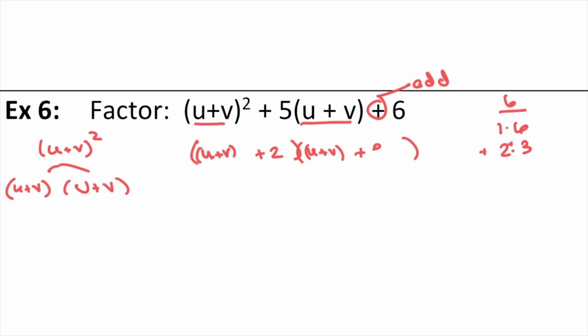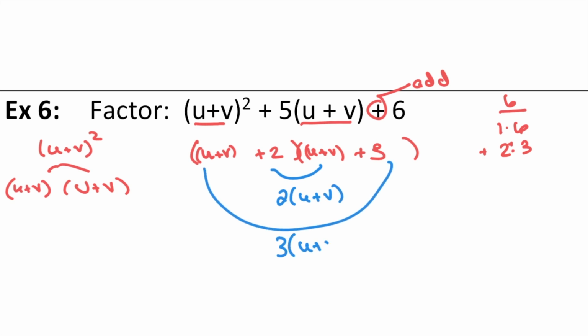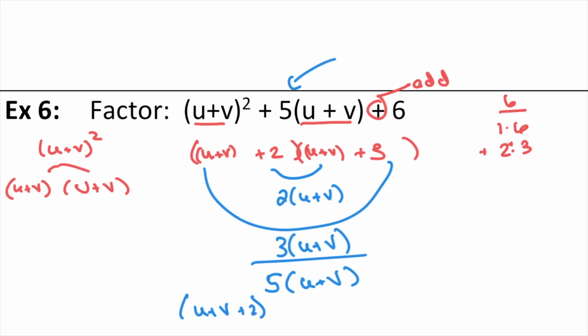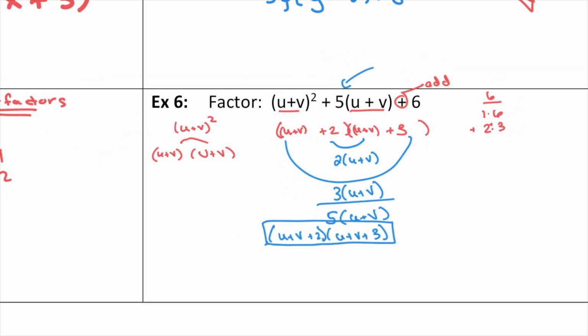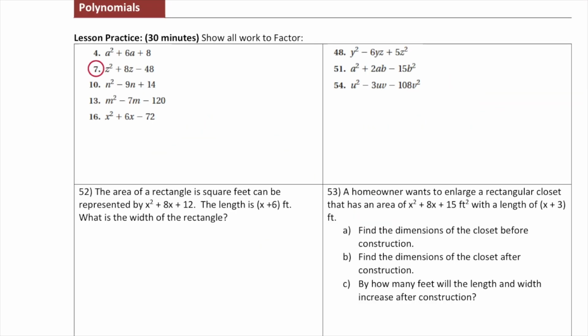Plus 2, plus 3. You should probably check this one since it's a bit crazy. Do we get 2 times u plus v and 3 times u plus v to add up to give you 5 times u plus v in the middle? And yes, you do. So we now have our two factors, u plus v plus 2 times u plus v plus 3. So there we have some factors, and those are trinomials. Work on this page, and I will answer a few questions for you in a moment.